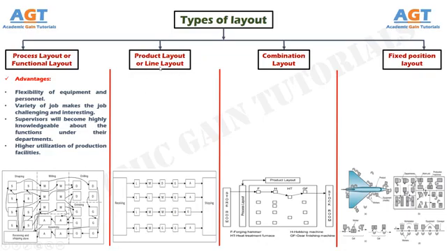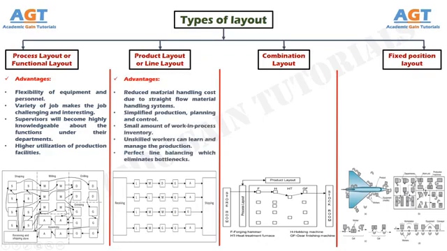Product layout or line layout. Reduced material handling cost due to straight flow material handling systems. Simplified production planning and control. Small amount of work in process inventory. Unskilled workers can learn and manage the production. Perfect line balancing which eliminates bottlenecks.